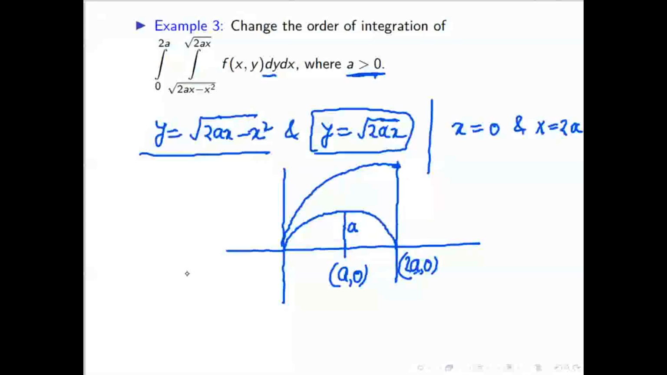Now x is starting from 0 to 2a, so now tell me which one is the region. So I am just giving the number, you have to identify which one is the region. 1, 2, 3, 4. So which one is the region? 2. Yes, it is starting from the y go up to here, x from 0 to 2a. So definitely this is not the region. This 3 is also not the region, even 4 is also not the region. This 2 is the region. So we got the region.